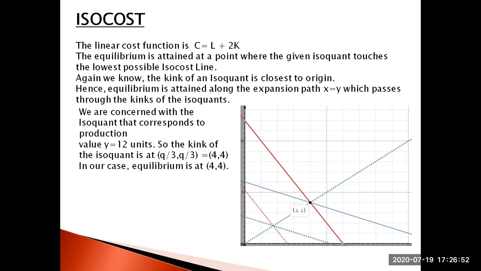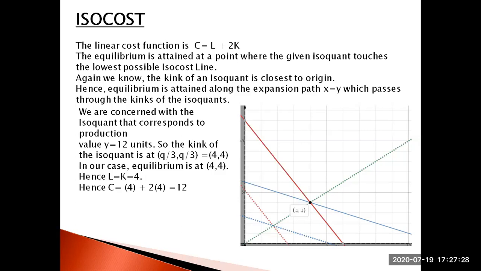Since the kink point is the closest to the origin, this kink point will correspond to the lowest isocost for our given isoquant at q equal to 12. So my equilibrium point will be at 4 comma 4. Hence, the total amount of labor and capital that I invest in my production is L equal to 4 units of labor and K equal to 4 units of capital. Hence, the total cost that I incur for this particular production is 1 times 4 plus 2 times 4.